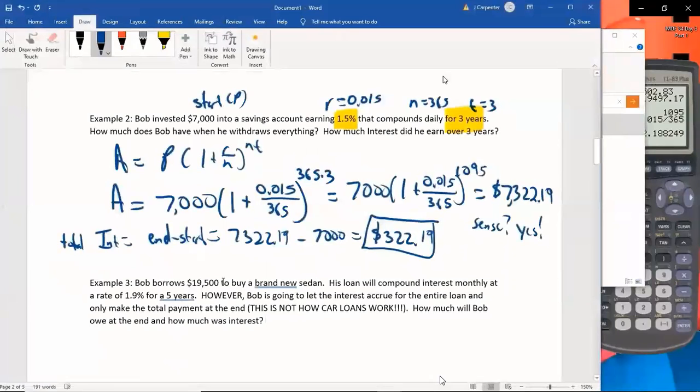So Bob borrows $19,500. Is that the starting value or is it the ending value? Well, that's what he borrowed at the start, right? So that's the start. The start is what we traditionally call P. He will then compound interest monthly, so that says that the N is 12, at a rate of 1.9% for 5 years, which says that the R as a decimal is 0.019, and the T is 5. We got our P, we got our N, we got our R and our T.